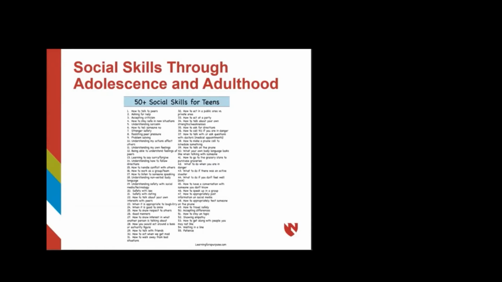The list is 50 plus social skills for teens that gives a lot of different ideas of various social skills that should be targeted through adolescence, teen years, and adulthood for individuals. So some of them are a little bit more complicated, but if we work on social skills early, we can build upon those earlier social skills to work on some of these more advanced skills.